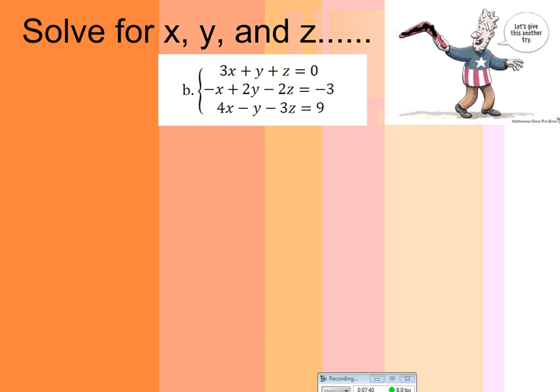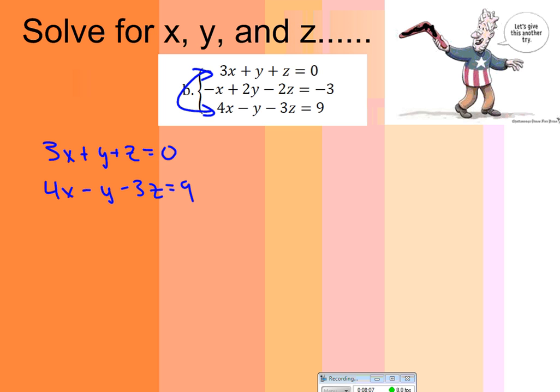So once again, I want to do 2 at a time, and I want to see if I can eliminate anything that might match up. So right now, this one's a little tougher because not a lot matches up. But you know what does? The top one and the bottom one, because 3x plus y plus z equals 0. That's nice. 0 is always easy to work with. 4x minus y minus 3z equals 9.